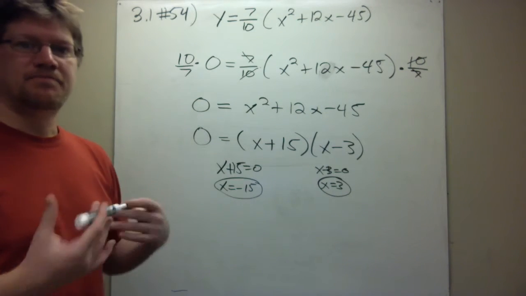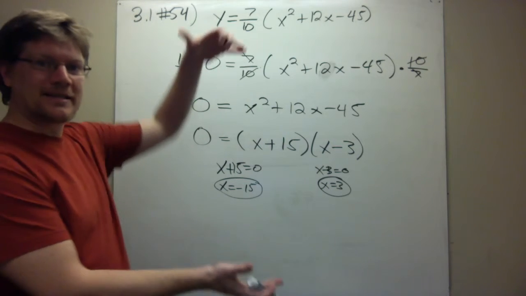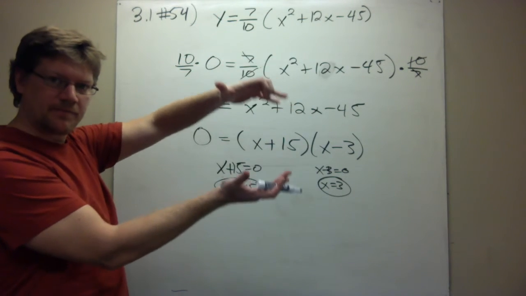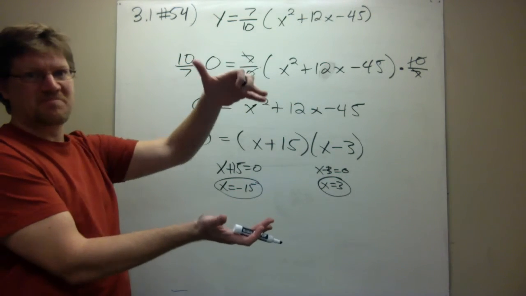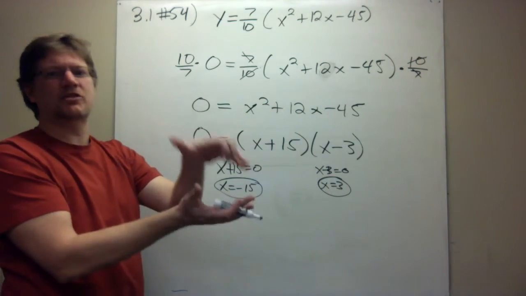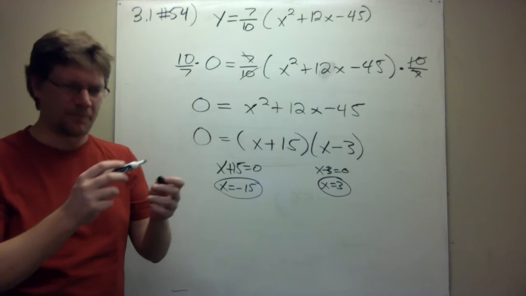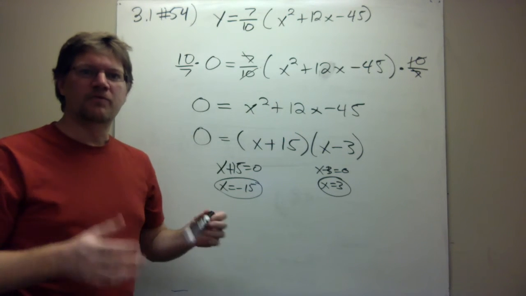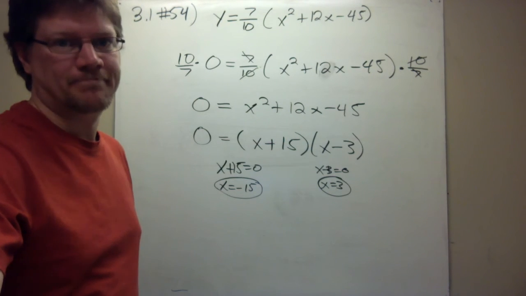That 7/10 didn't impact anything. All that's going to do is scale it up and down. But 0 is already 0. You can't squish 0 any closer to 0. So it doesn't move the zeros at all. So we don't need it.